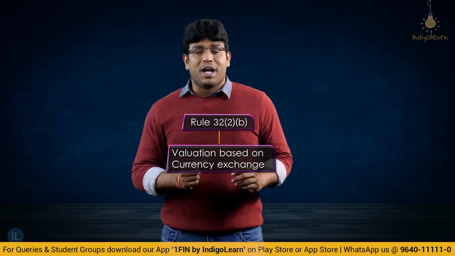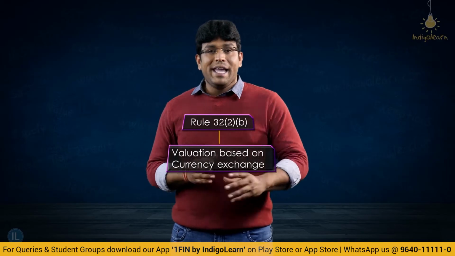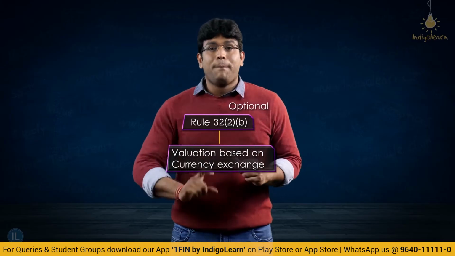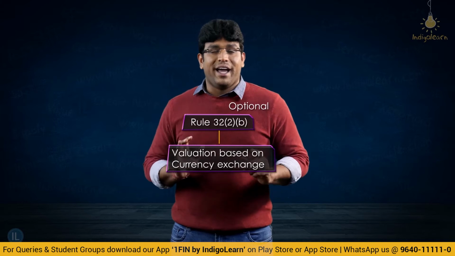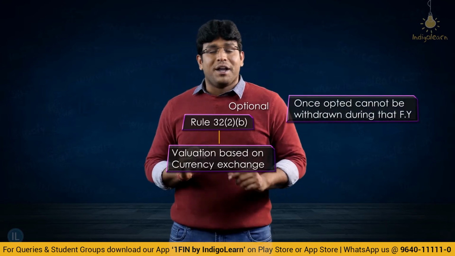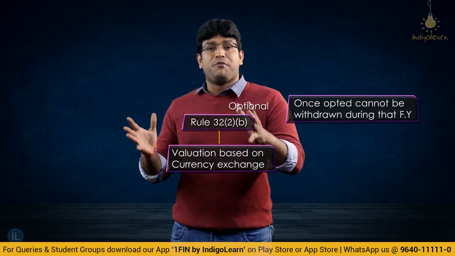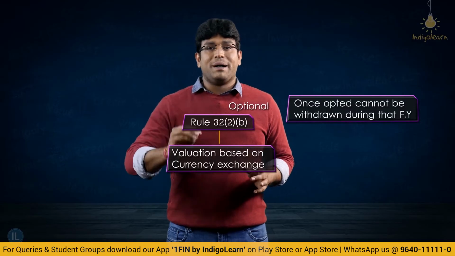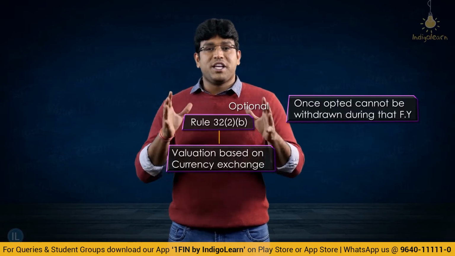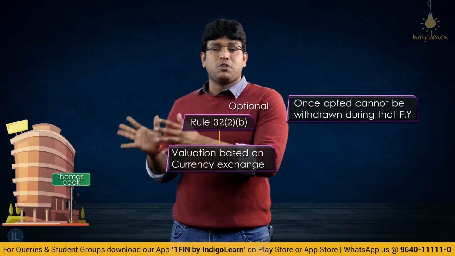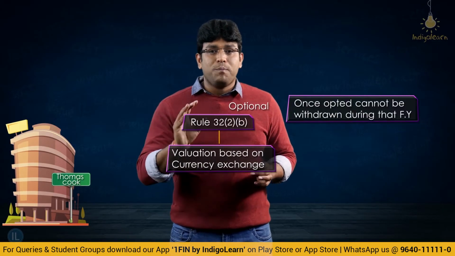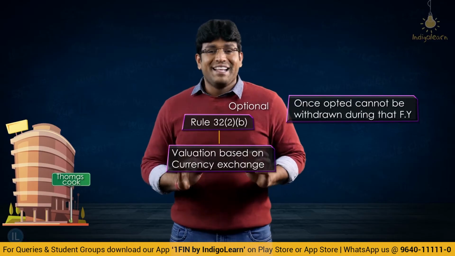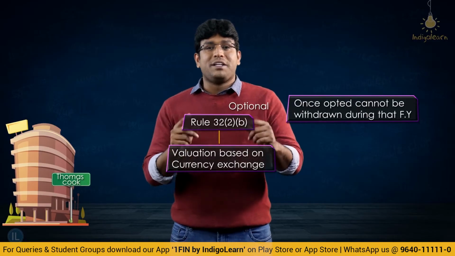And let me tell you here, Rule 32(2)B is an optional rule. But if Rule 32(2)B is once opted, it cannot be withdrawn during the remaining part of the financial year. That means in a particular financial year, if a money changer or somebody like Thomas Cook opted to apply Rule 32(2)B, then in the middle of the year they can't come out of Rule 32(2)B.